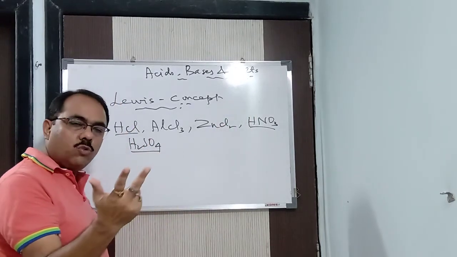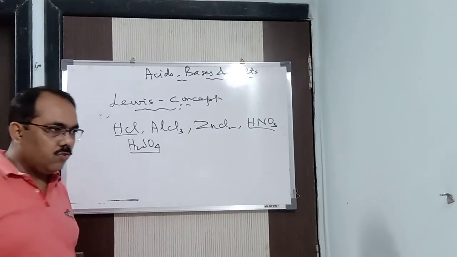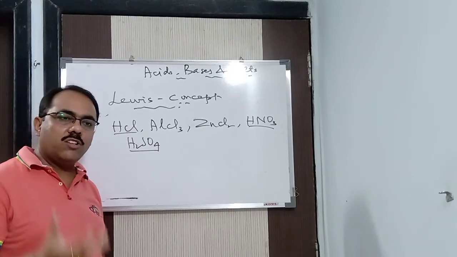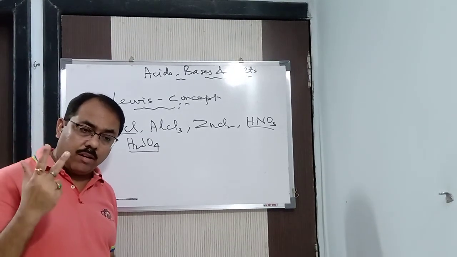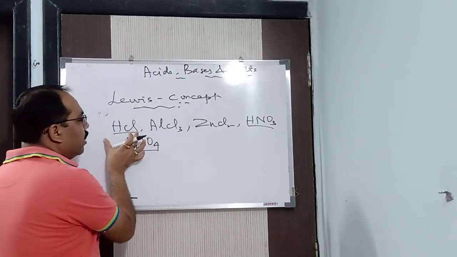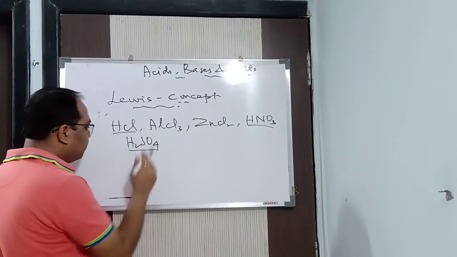H+ ion requires 2 electrons to become stable. In the same way, H2SO4. So Lewis acids are the substances which are a pair of electron acceptors. A pair of electrons, not a single electron. Pair, remember it. It may be neutral substances also, or charged substances also. Clear?